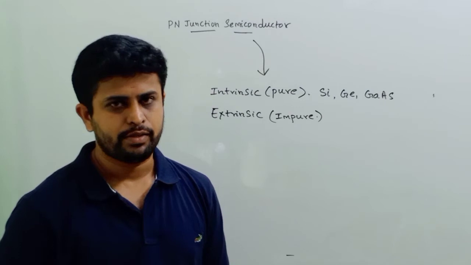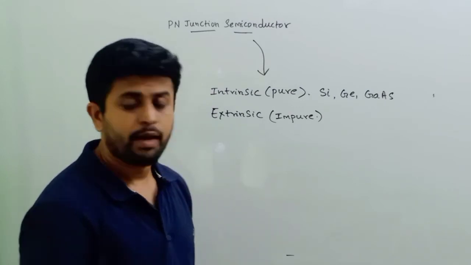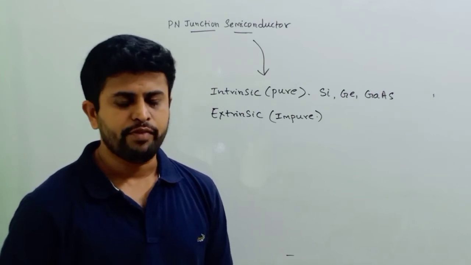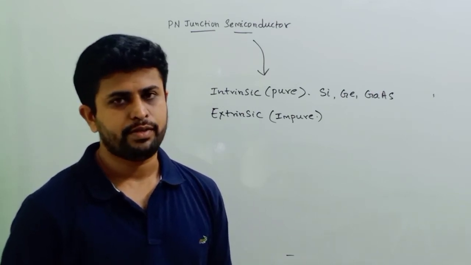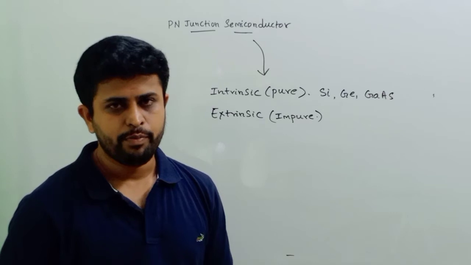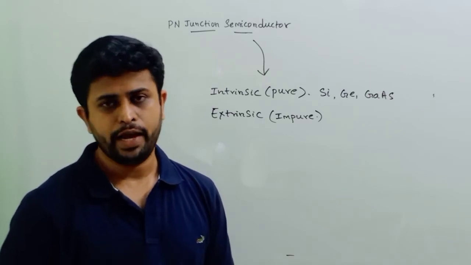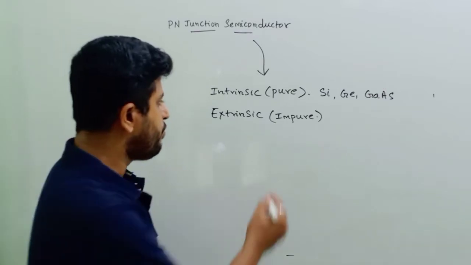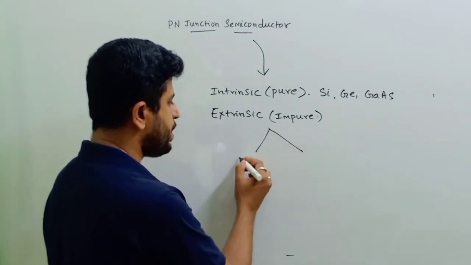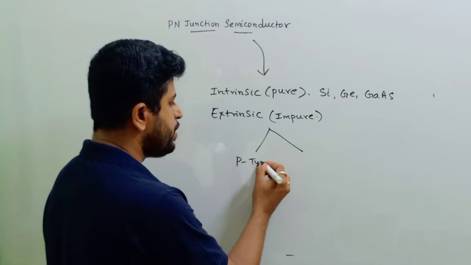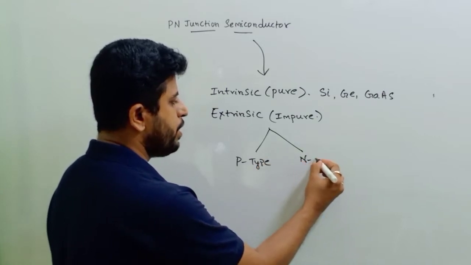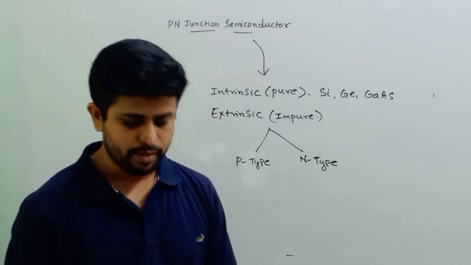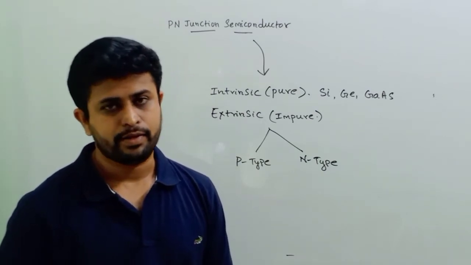Using these, we can build semiconductor devices and components of electronics. Coming to extrinsic semiconductor, when we add impurities we get extrinsic. What type of impurities are we adding, and do we have types in extrinsic? Yes, we have two types of extrinsic semiconductor material, P type and N type. We call them P type semiconductor and N type semiconductor material.